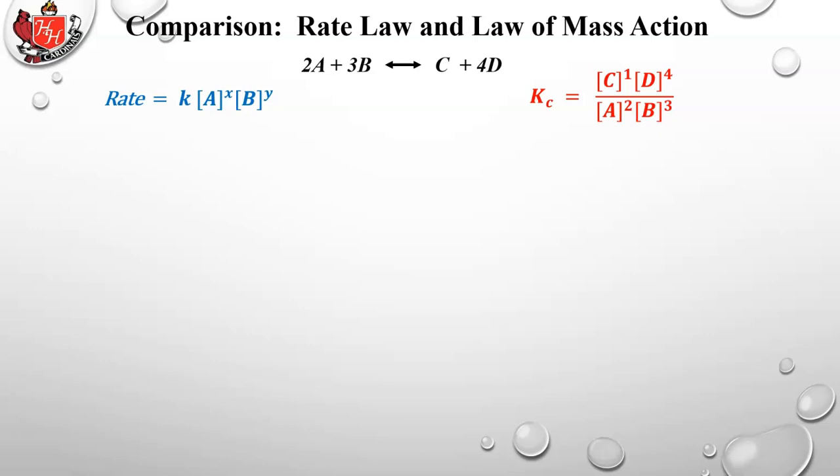Okay, let's look at the first thing. You can see the rate law on the left. It's rate equals k, A to the x power, B to the y power. On the right, you see the law of mass action. The rate law, first of all, does not use the products. It only uses the reactants, and it does not use the coefficients as exponents. Over on the right in red is the equilibrium constant, and it puts the products on top, the reactants on bottom, and it does use the coefficients as exponents.